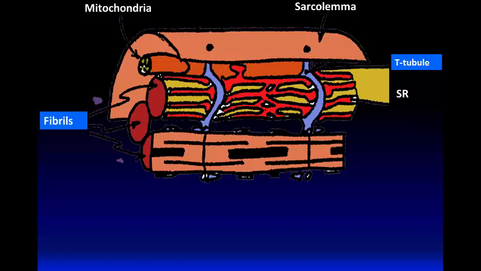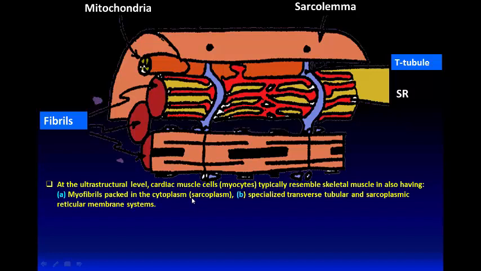This is again a cardiac muscle cell, a contractile cardiac muscle cell, a mechanical cell, a working cell, or a myocyte. And at the ultrastructural level, the cardiac muscle cells, the myocytes, typically resemble the skeletal muscle cells or skeletal muscle fibers in also having myofibrils, which are packed in the sarcoplasm. The myofibrils are composed of sarcomeres.